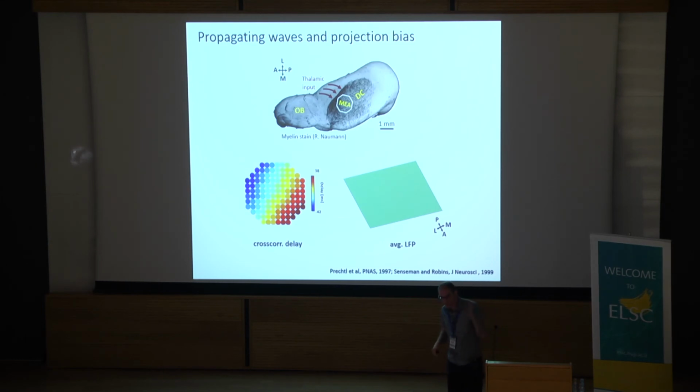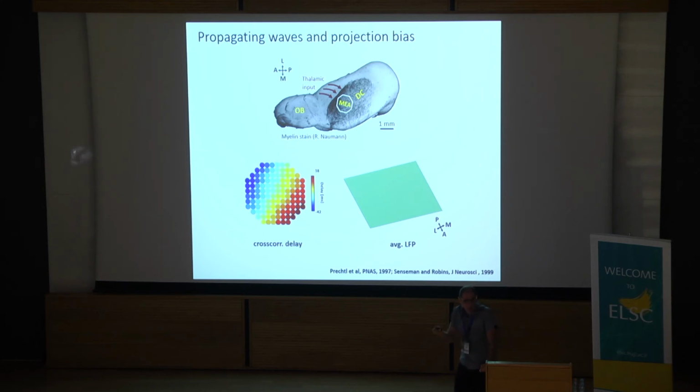So we see this bias, but why is it interesting? What can it tell us about the function of this circuit? This is a top view of half of the brain of the turtle. This is the olfactory bulb. This is the cortex, the area that we record from with the MEA. And the black is a stain for myelin. So these are axons that come from the lateral forebrain bundle and innervate the cortex.